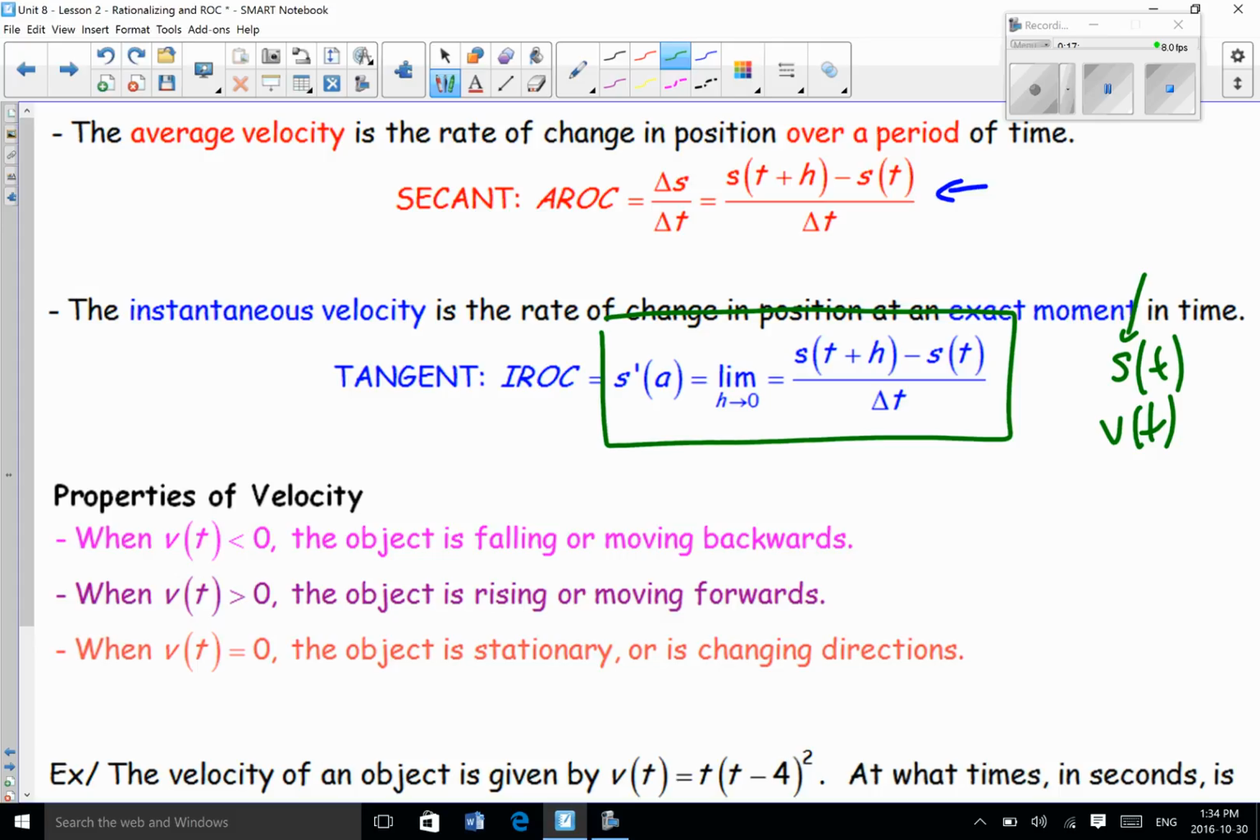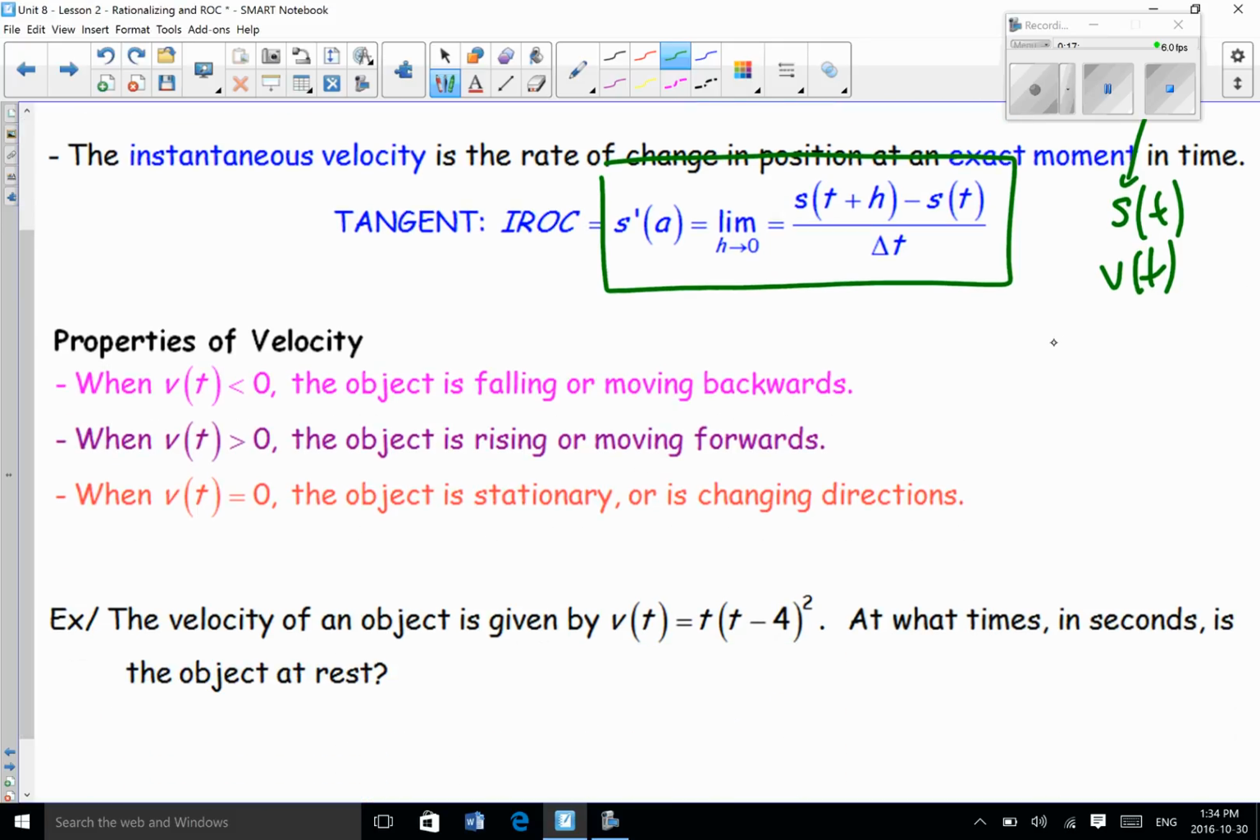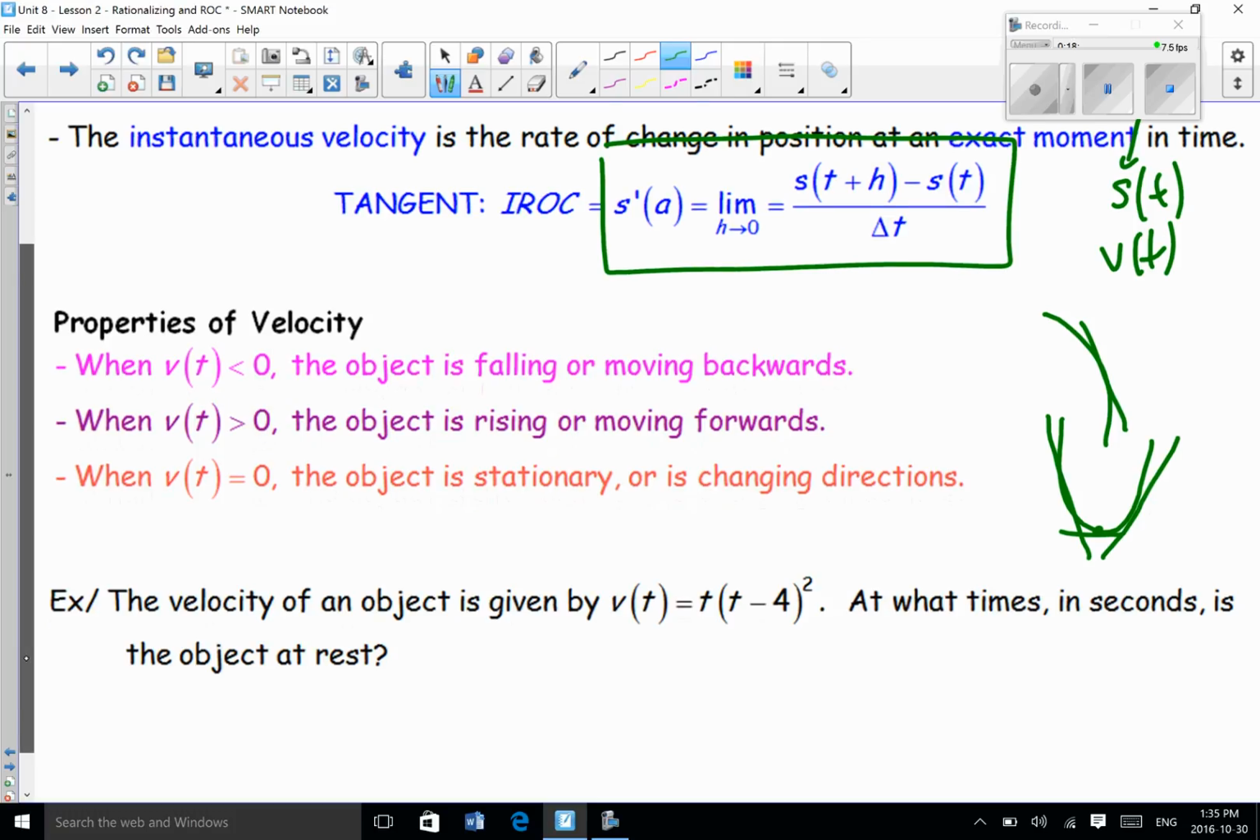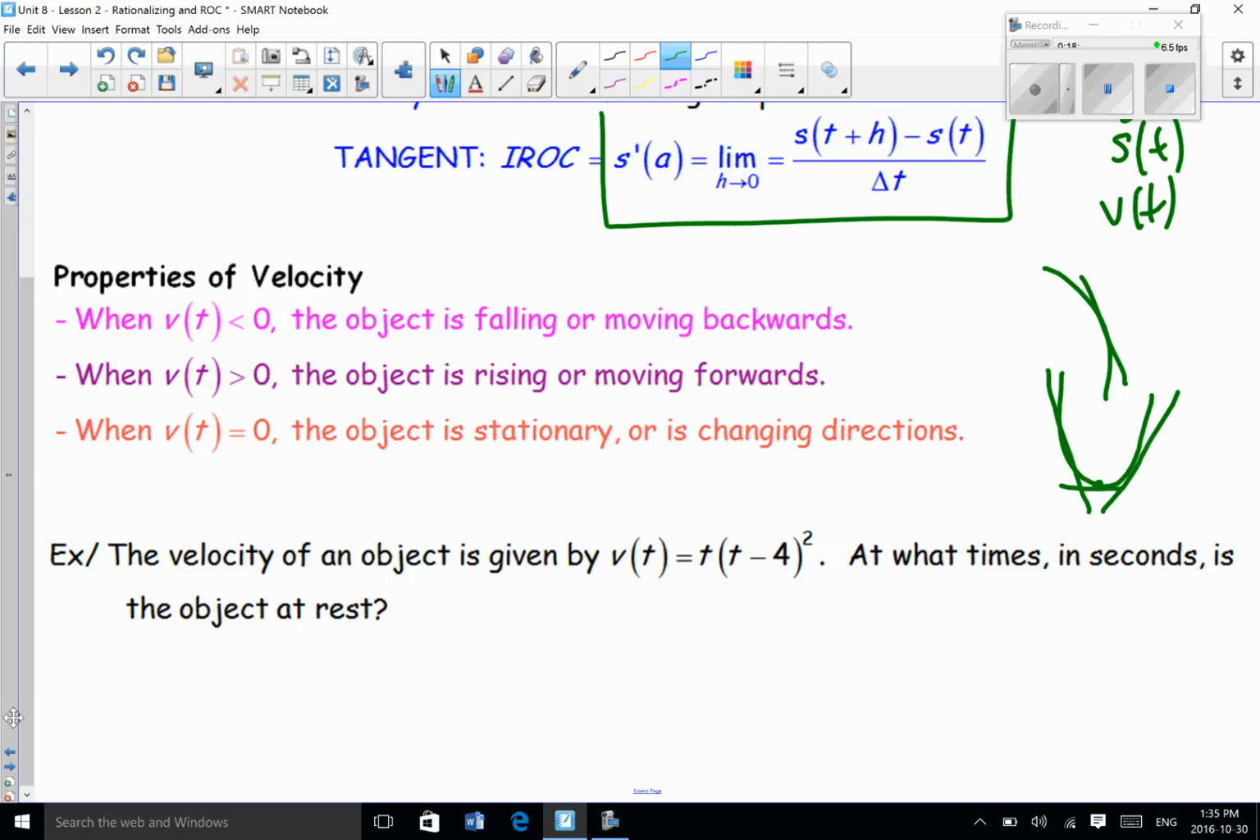And there are some simple properties we're going to look at. If you have a negative velocity, that means your object is either falling, going downwards, or going backwards, depending on if you're talking about up and down or left and right. If it's positive, the object's rising, moving forwards. And if your velocity happens to be 0, it means your object was stationary, or maybe it was changing direction. So maybe it was falling, and then it stopped, and then it started going back up again, if we think about their tangents. Okay, so some simple examples of how we can use these little ideas here. And these are just our basics.